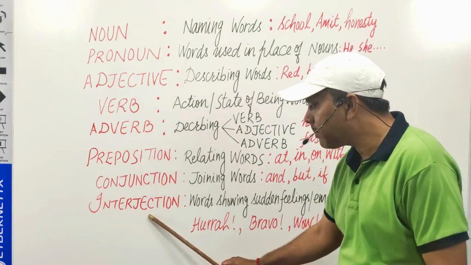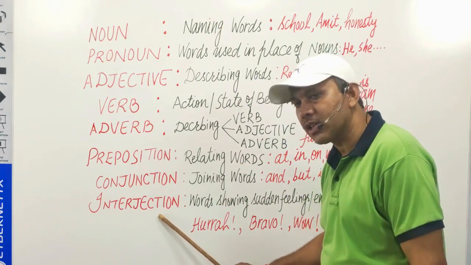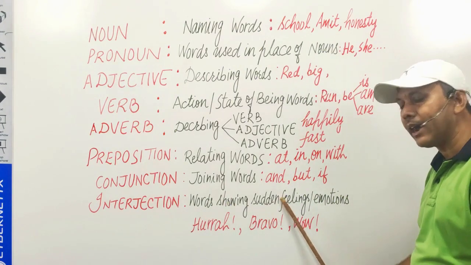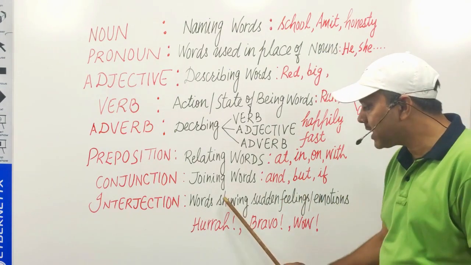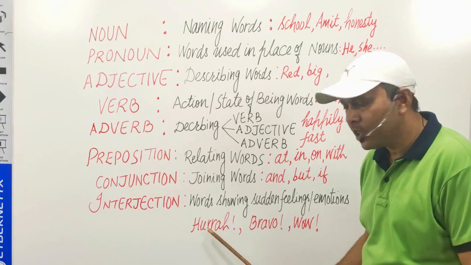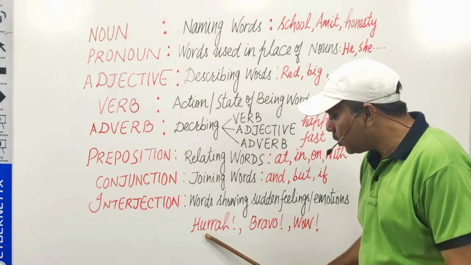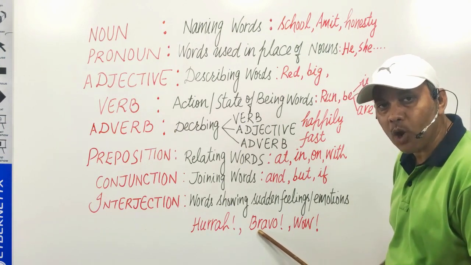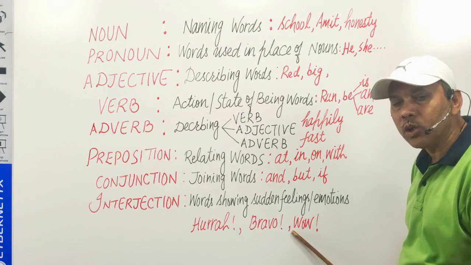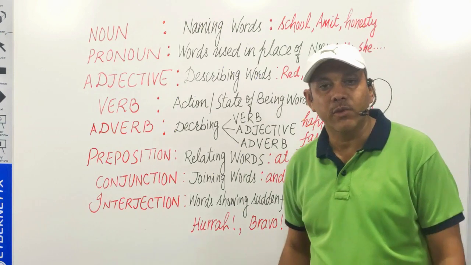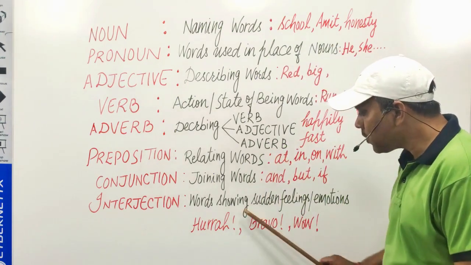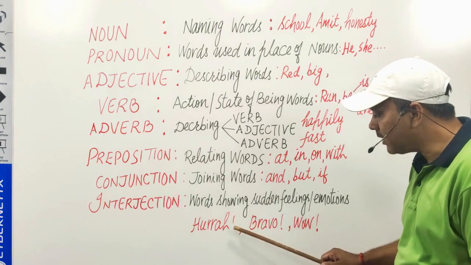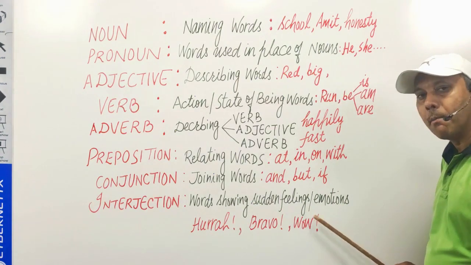And the last part of speech is interjection. Interjections are the words showing sudden feeling or emotions. For example, hooray, to refer joy, bravo, to applaud someone, and wow, to show a feeling of surprise. These words or these sentences always end with an exclamation mark.